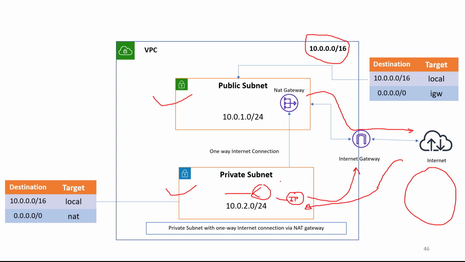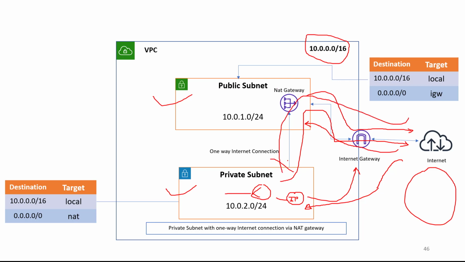So NAT gateway basically provides you one-way internet connections. That means it is routed like this: if you want to access the internet, it goes through a NAT gateway which is in your public subnet, and it's routed through the internet gateway. The best thing is, with a public subnet you can access this using the internet gateway, but for a NAT gateway, nobody can access like that.